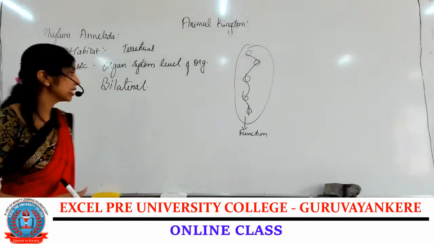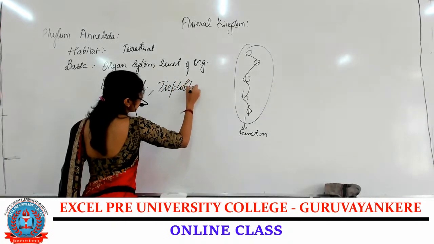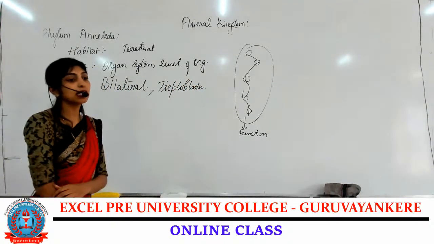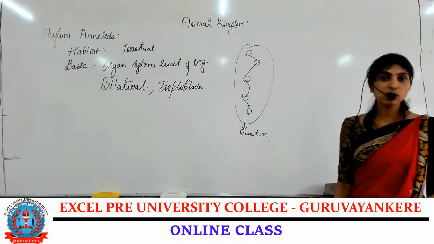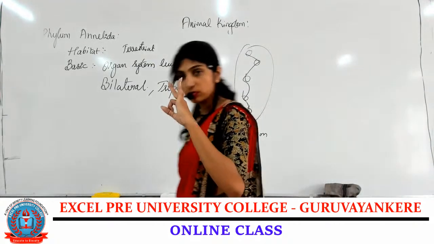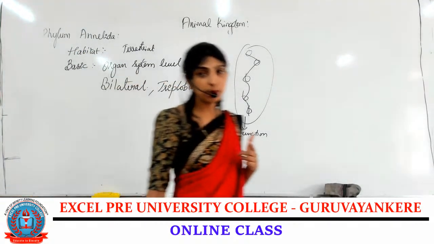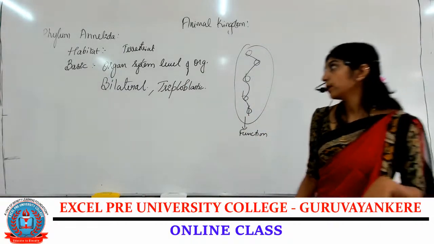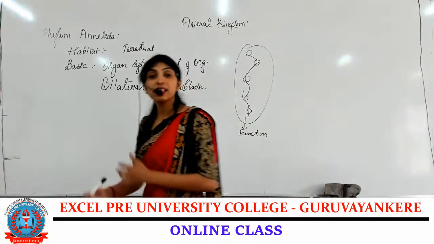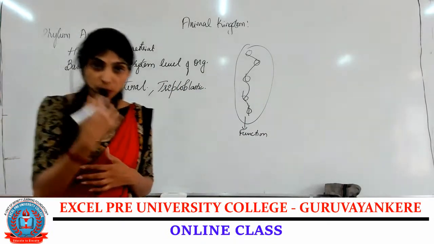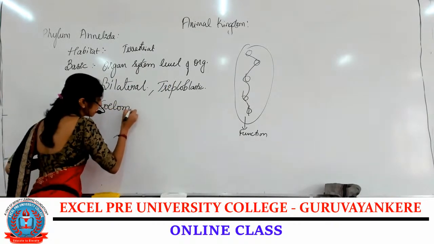Coming to the germinal layer, they are triploblastic. What is the meaning of a triploblastic organism? The organism's body is differentiated into three layers: outer ectoderm, middle mesoderm, and inner endoderm. That is why we call them triploblastic. Coming to coelom, they have a body cavity, and that body cavity is lined by mesoderm. That is why we call them coelomates.